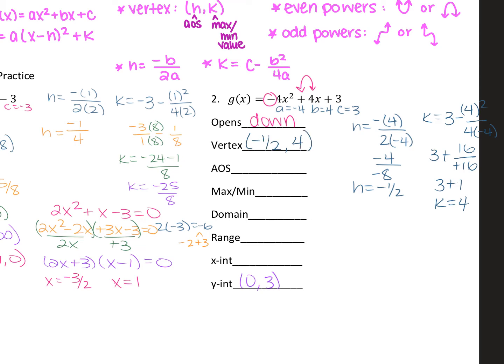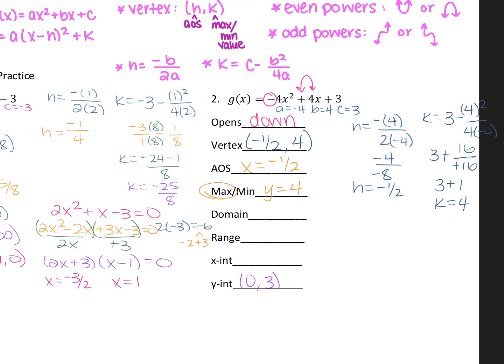Axis of symmetry is your x value from your vertex. So x is equal to -1/2. Maximum or minimum is the y value from your vertex, so y is equal to 4. This graph opens down, so you have a maximum value at your vertex, so you need to circle max.